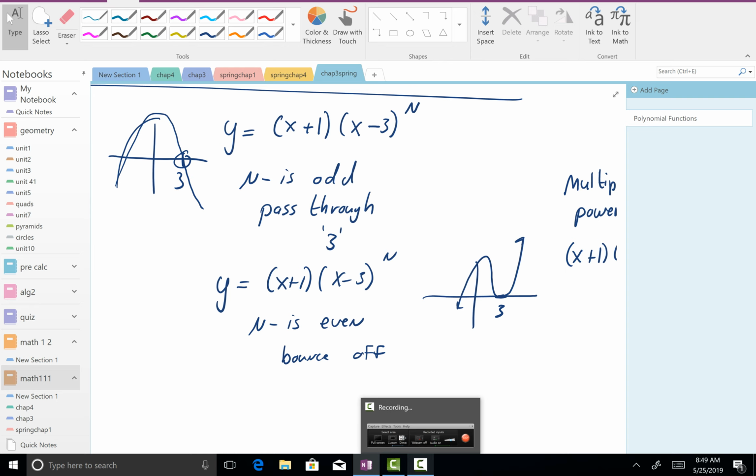Here, (x+1)(x-3)^n. N is even. It's going to bounce off of it like this. Again, you can have as many factors as you want, but that's what's going to happen there. It's going to bounce off of it. It could be flat there.